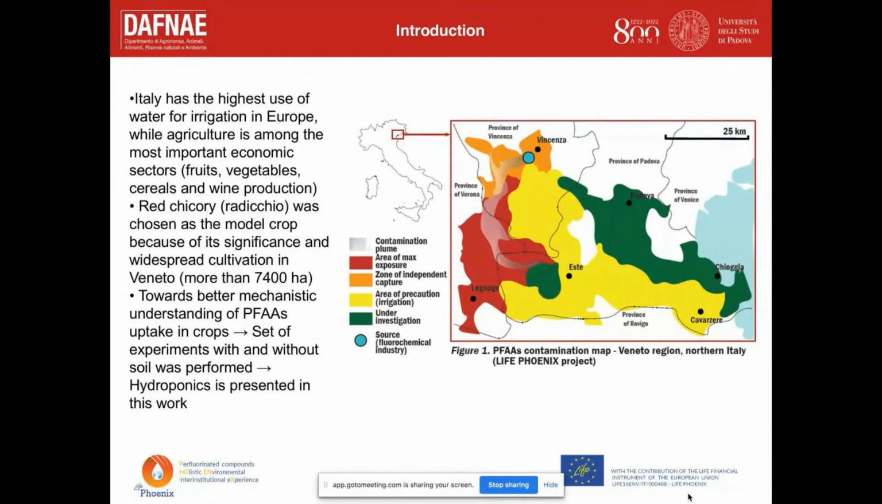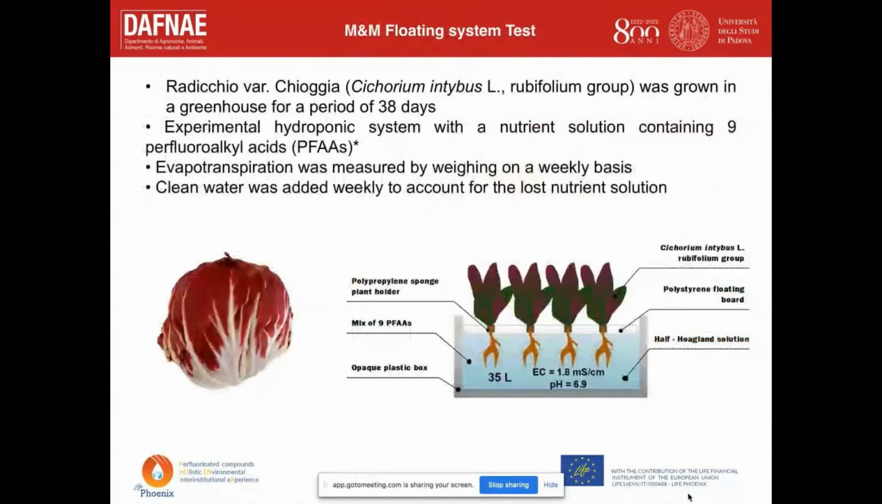We have tried to understand the different mechanics of PFAS uptake in red chicory with two different experiments. One with soil, in several pots, and one in hydroponic, so without soil, just to see how the mechanics of PFAS uptake differ in these particular crops. Okay, we start with the hydroponic system.